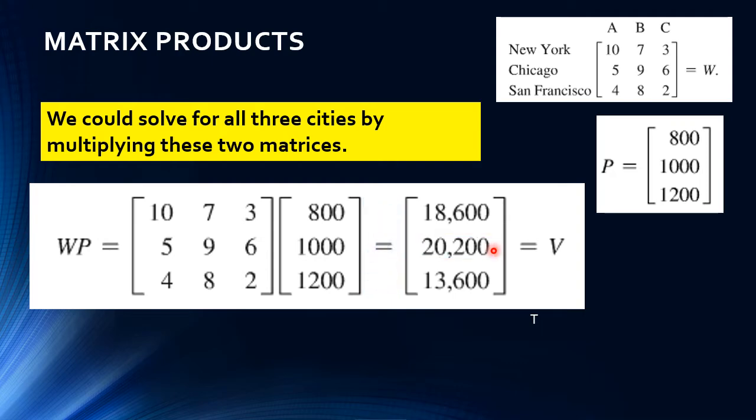And then for the last entry, I take the last row, turn it into a column, multiply across, and add 3,200 plus 8,000 plus 2,400 gives me 13,600. Okay, so again, what we're doing here is we're taking the row from the first matrix, the warehouse matrix, times the columns in the second matrix, which is the price matrix.